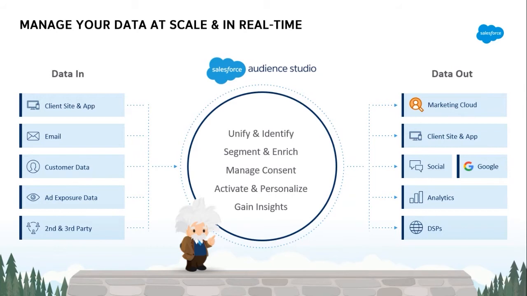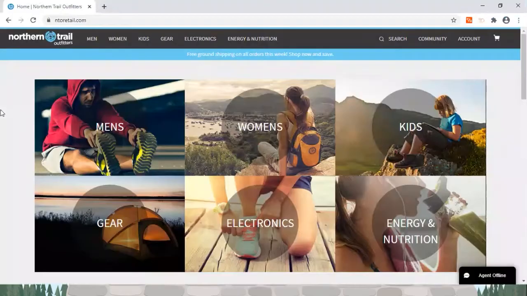For this particular session, as I mentioned, we have taken a particular brand, which is Northern Trail Outfitter, the brand for whom we'll be utilizing DMP. This DMP instance of Salesforce will be used for Northern Trail Outfitter. And what does this brand do? This brand is into outdoor sports. It's for the outdoor sports enthusiast.